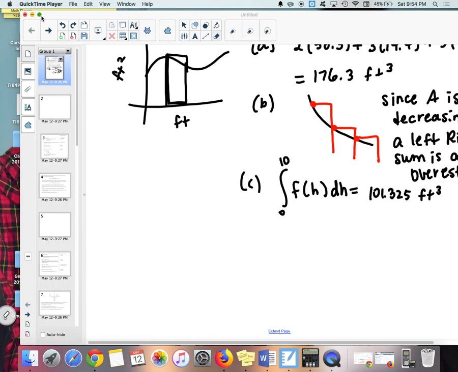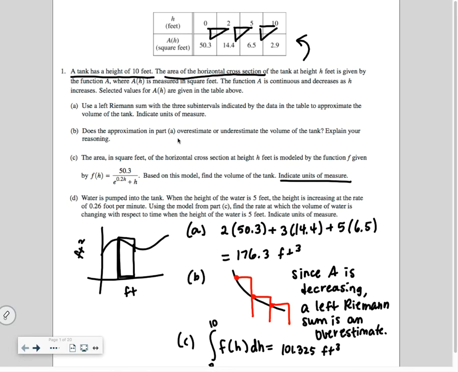Okay, so this last part, part D, is a little tricky. So it says water is pumped into the tank. When the height of the water is 5 feet, the height is increasing at the rate of 0.26 foot per minute. Using the model from part C, find the rate at which the volume of the water is changing with respect to time when the height of the water is 5 feet. Indicate units of measure. So there's a lot of clues here that we're going to do kind of a related rates type thing. So see how we're talking about feet per minute, and we're saying when the height of the water is 5 feet.